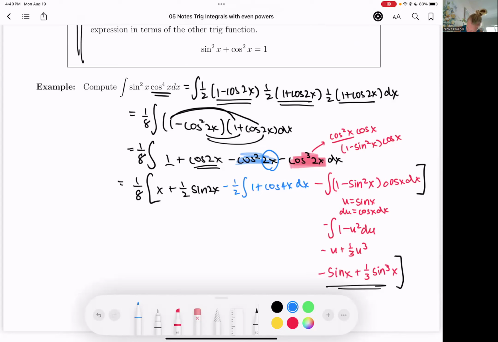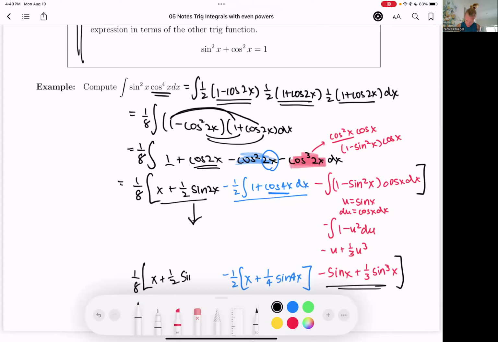Let's work with this piece here. Its antiderivative is going to be minus 1/2 all times x. The antiderivative of cosine 4x is 1/4 sine 4x. Okay, and then we could just copy this down. So I have 1/8 times x plus 1/2 sine 2x minus all of that. And don't forget a plus C at the end.